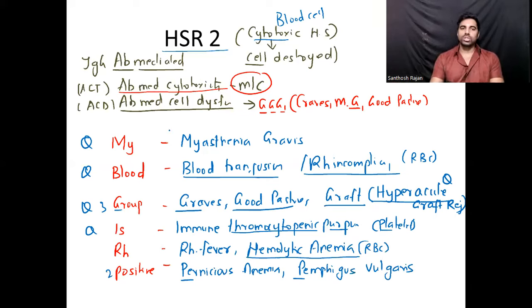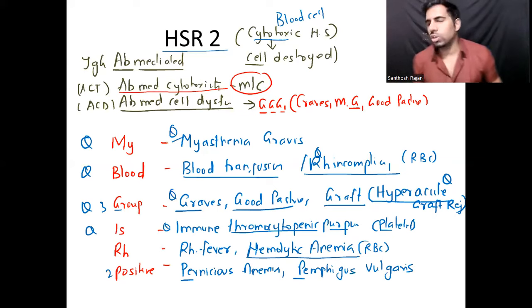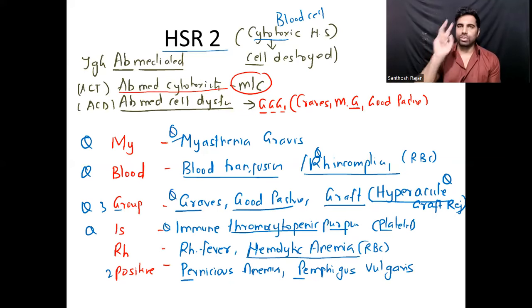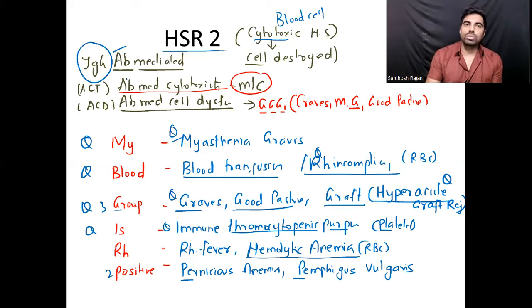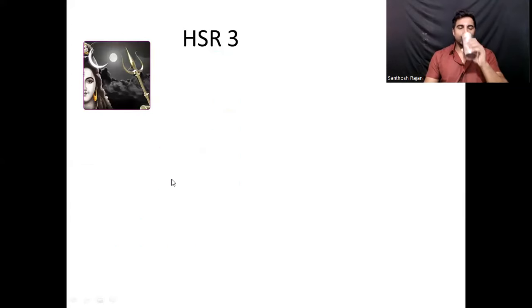So here expected questions: myasthenia gravis repeated, Rh incompatibility repeated, Graves repeated, Goodpasture, hyperacute repeated, thrombocytopenia repeated, hemolytic anemia also repeated. You can check from your previous years. So this should be in your mind: my blood group is Rh positive for type 2. Don't forget, they are antibody mediated IgG. There is no immune complex. Just IgG directly goes and attacks the cell and you get all the diseases. That's it. Next one, HS3.